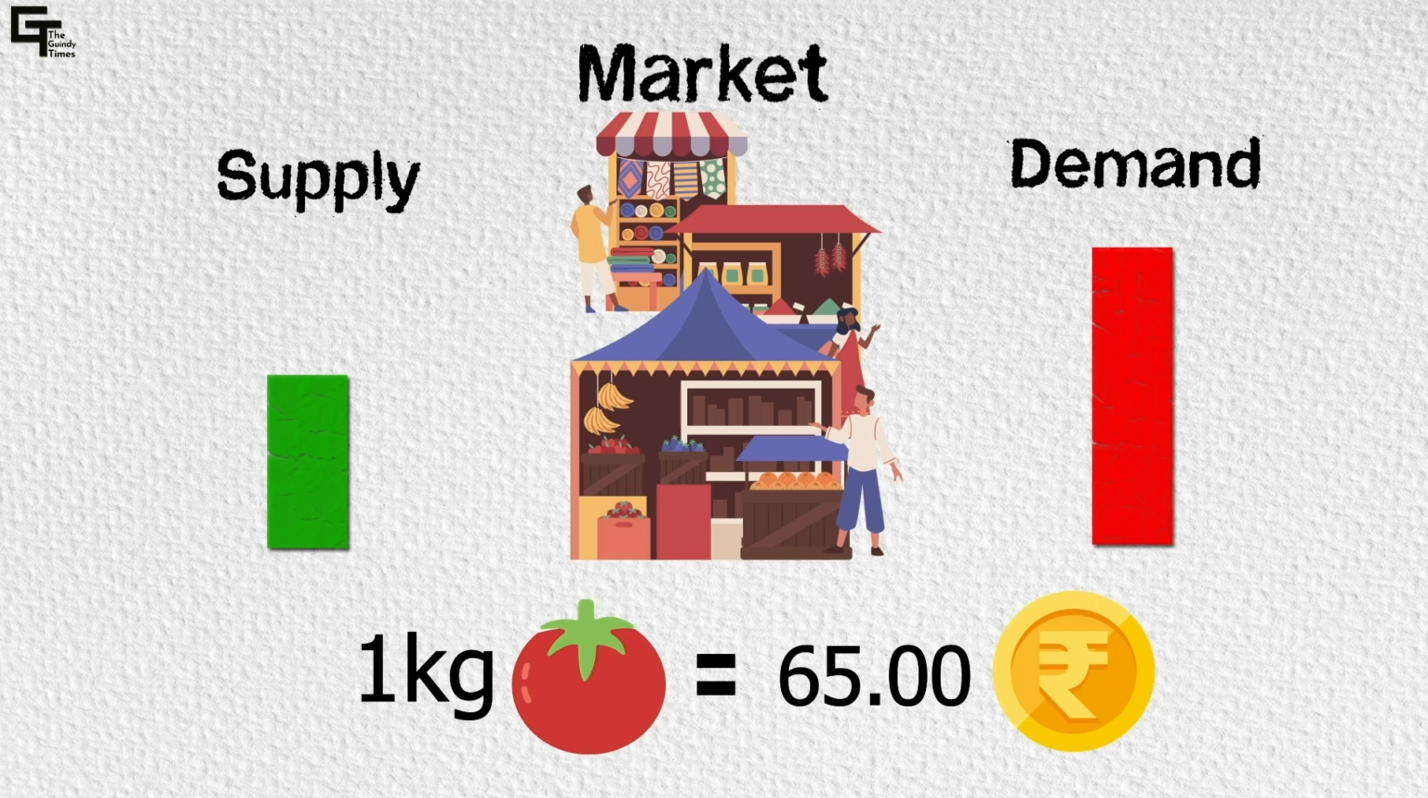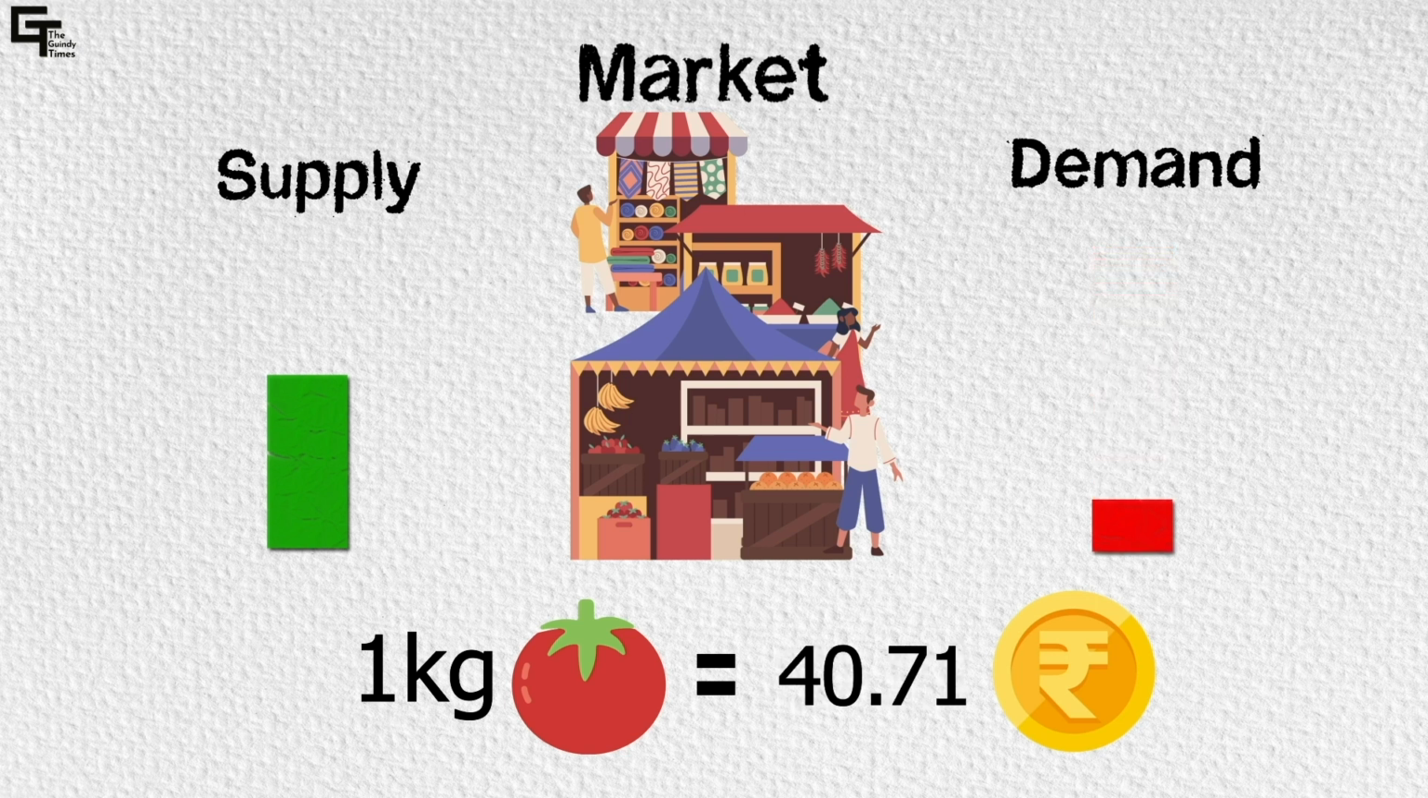A month later, you hear that tomatoes are causing a dangerous flu. In this case, the same 5 lorries arrived at the market, but there aren't many people who are willing to buy tomatoes. Hence, the prices decrease. That is, we have a low demand for the same supply.